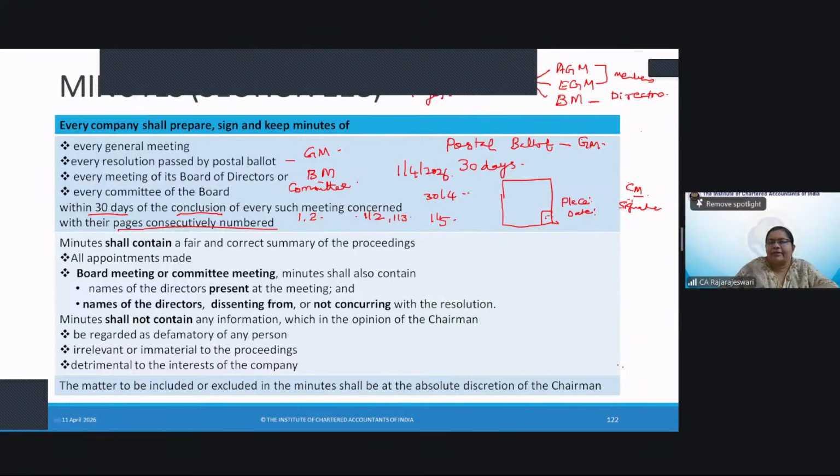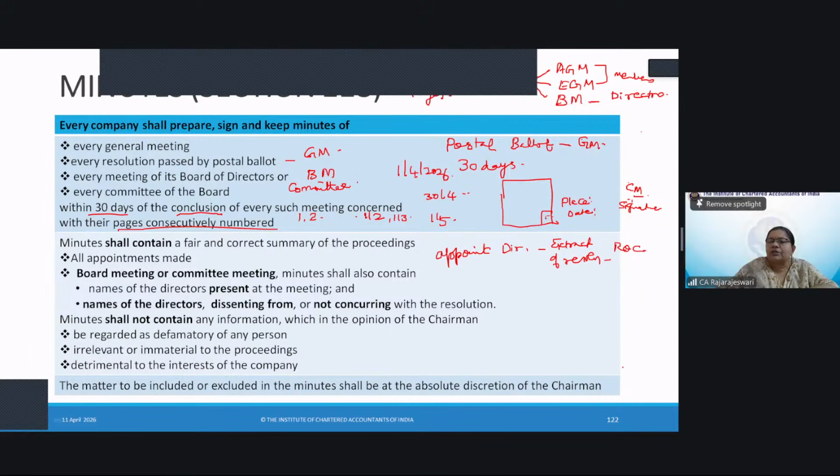So for all appointments of a director, or any appointment made, or appointment of a company secretary or anything, you should immediately give an extract of the minutes to the ROC also.